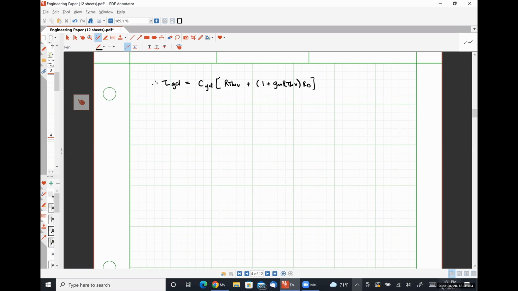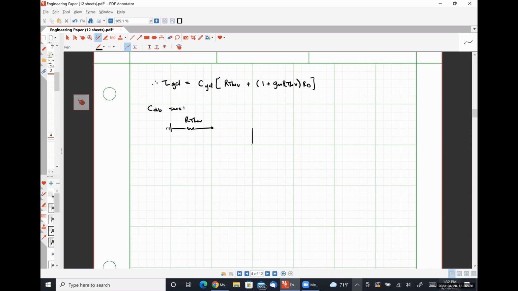So lastly, we have what CDB sees, okay? So CDB is going to be our only capacitor of interest. And then we are going to open circuit all of our other capacitors. So on the input side here, we're going to have just R thev. CGS is open circuited, CGD is open circuited.